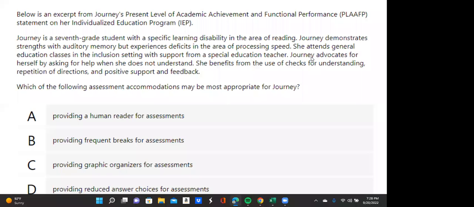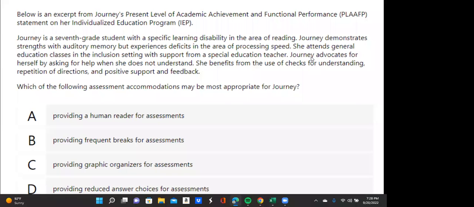Journey is a 7th grade student with a specific learning disability in the area of reading. Journey demonstrates strengths with auditory memory, but experiences deficits in the area of processing speed. She attends general education classes in the inclusion setting with support from a special education teacher. Journey advocates for herself by asking for help. We commend her for that when she does not understand. She benefits from the use of checks for understanding, repetition of directions, positive support and feedback.